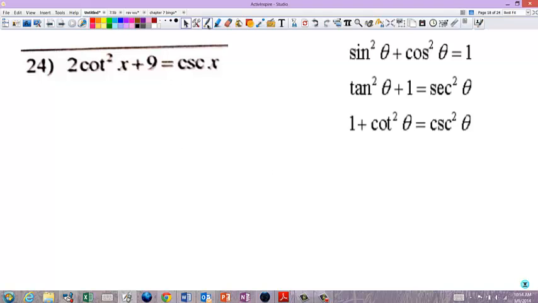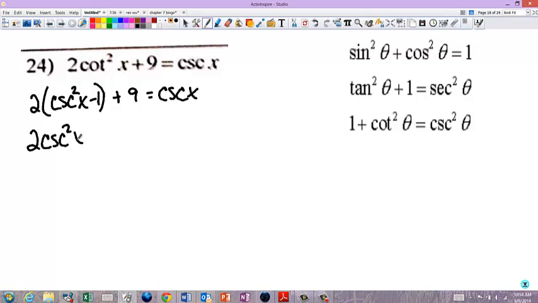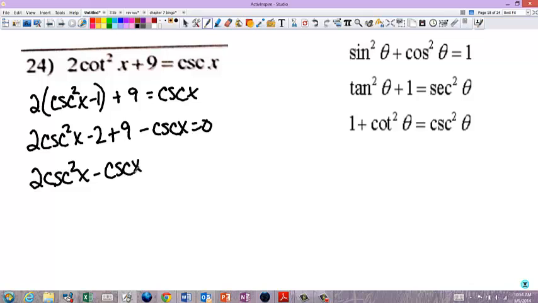Okay. I'm going to replace cotan squared with cosecant squared minus 1. So I got 2 cosecant squared minus 2 plus 9 minus cosecant of x equals 0. So I got 2 cosecant squared minus cosecant of x plus 7.